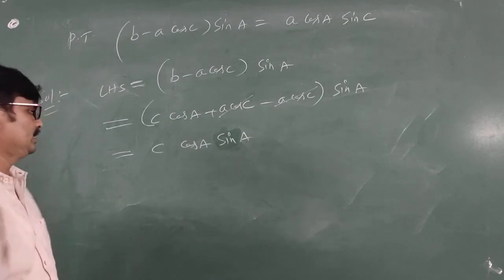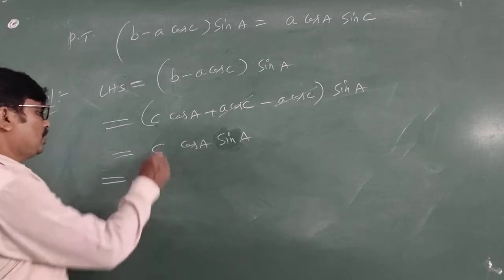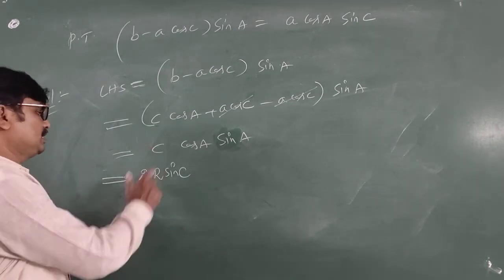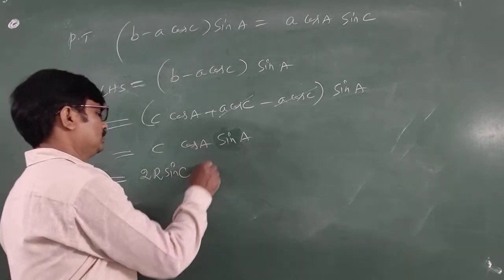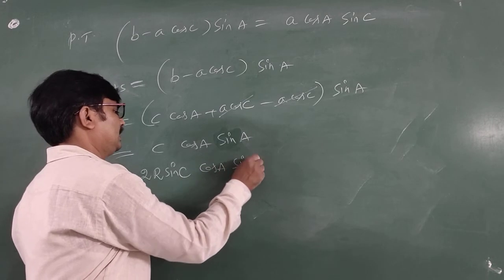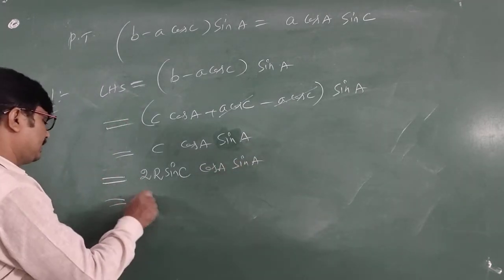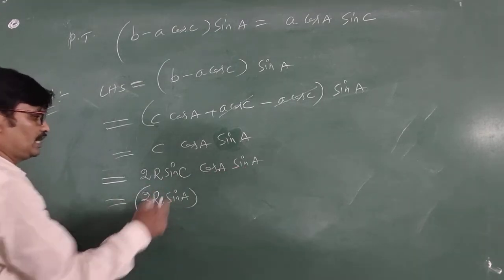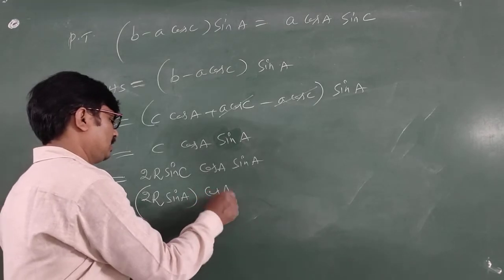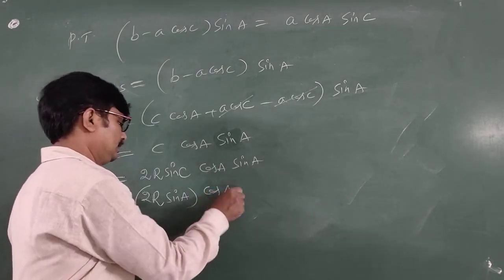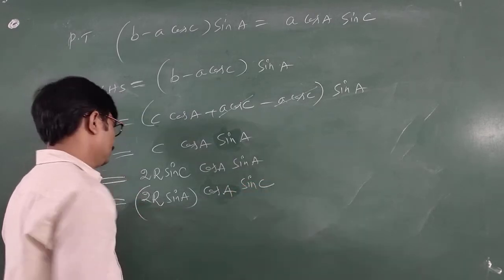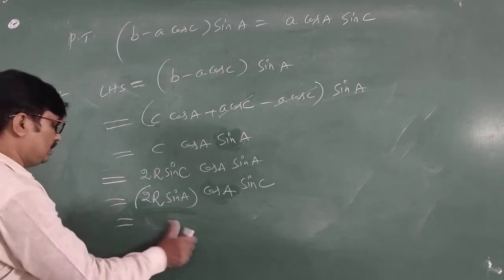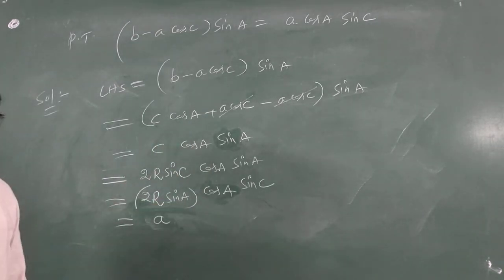How to write it, students? We have to know that the small c from the sine rule is 2R sin C. The small c is 2R sin C. These two, cos A and sin A, after that, students, we can write as 2R sin A. So we can write first sin A, after that cos A into sin C. So we know that from the sine rule, 2R sin A is nothing but small a. The 2R sin A is the small a.